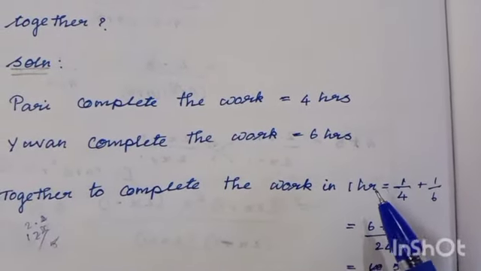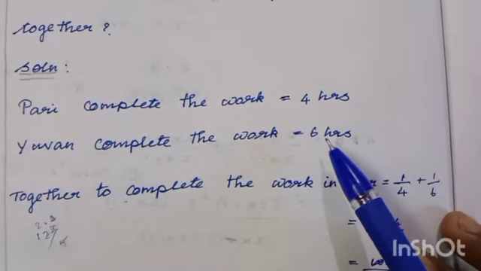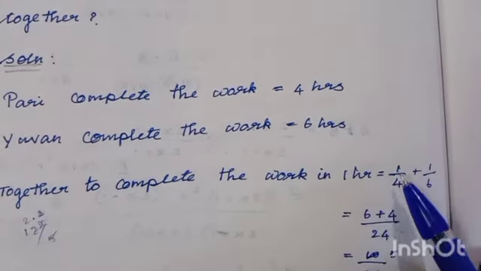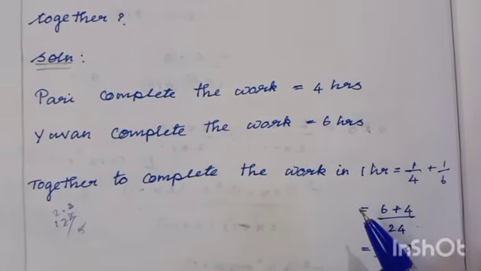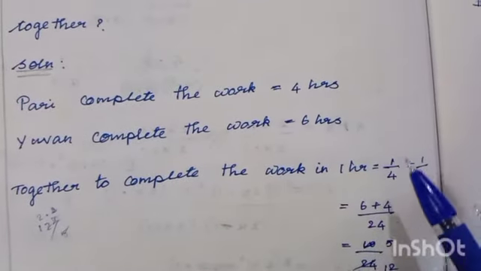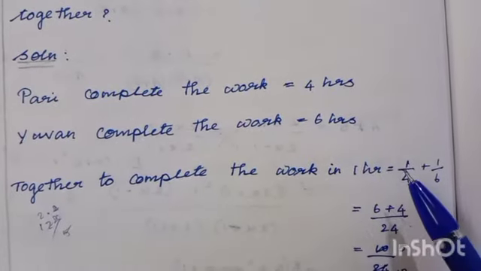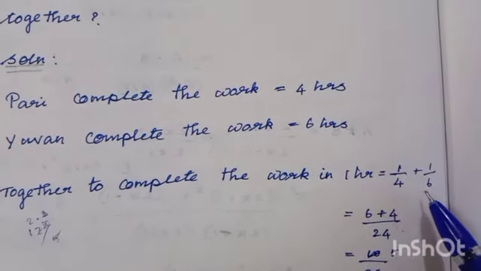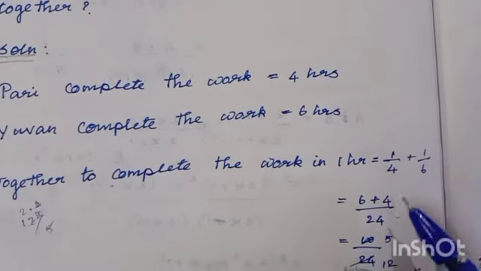So 1 hour work means, totally the time taken is 4 hours. For Yuvan the time taken is totally 6 hours. So 1 hour, 1 by 4 plus 1 by 6. Like that problem you learned in 8th standard. Do you remember students? Yes. This is written as 1 by 4, 1 day work you learned. So that is 1 hour work. 1 hour work 1 by 4 plus 1 by 6. So you have to take the LCM.